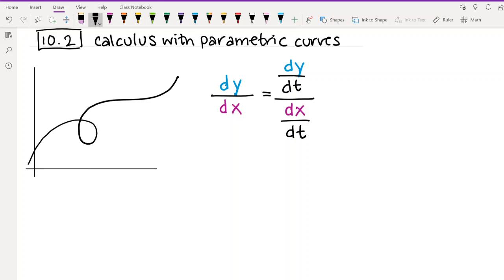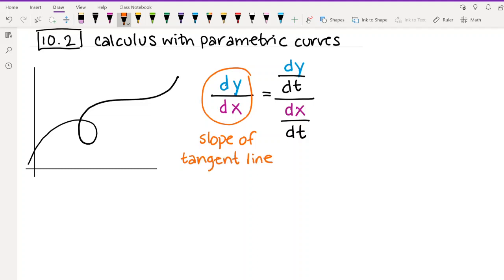So why does this formula work? And actually, let me just add one thing here first. What is the meaning of dy/dx in an example of a parametric curve like the one I have sketched here? Well, just like with regular functions or regular curves, dy/dx just means the slope of the tangent line at various points on the graph. So dy/dx is just the slope of the tangent line.